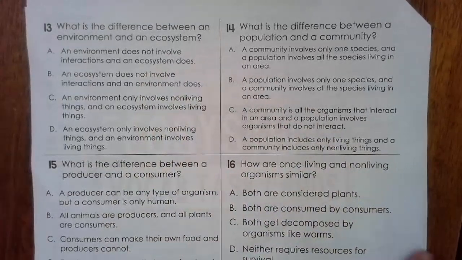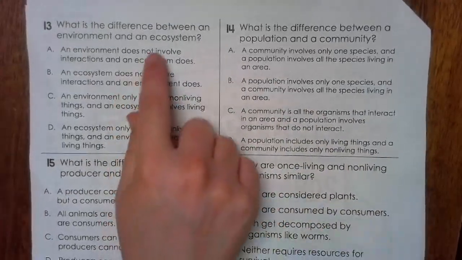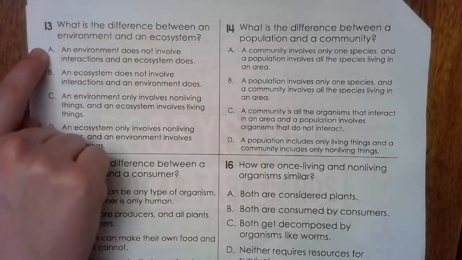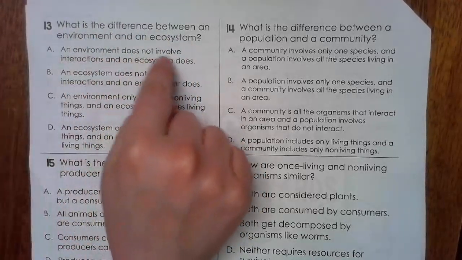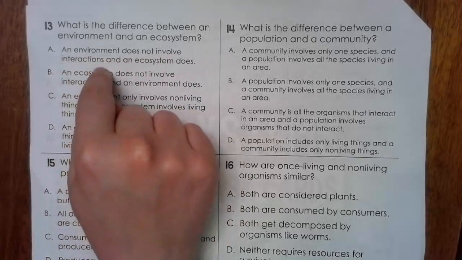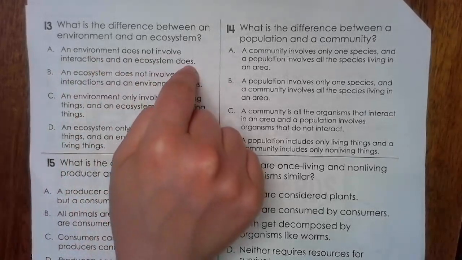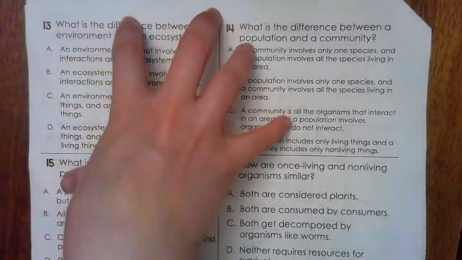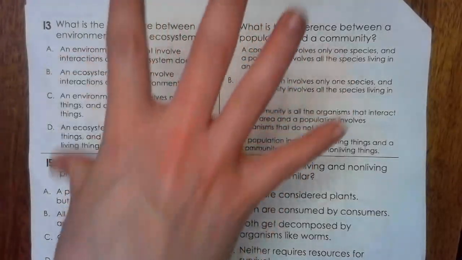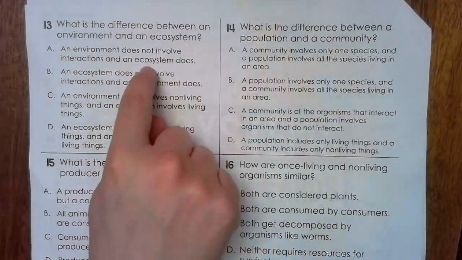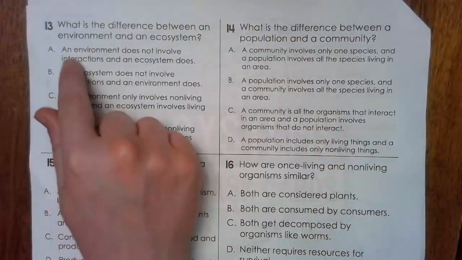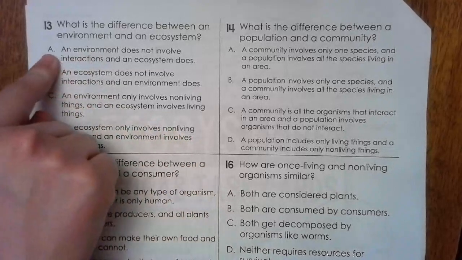All right. What is the difference between an environment and an ecosystem? Okay. Our answer is going to be A. An environment does not involve interactions and an ecosystem does. Okay. So our environment is just the setting, and then the ecosystem talks about how they all interact with each other. Okay. So A.